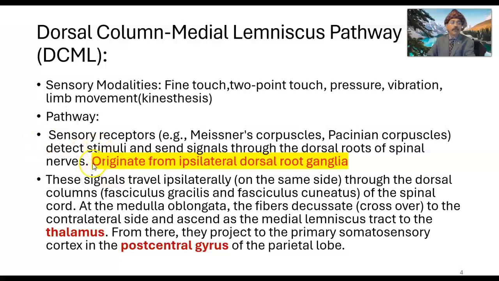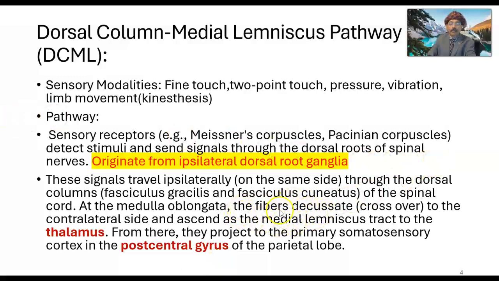Okay, then that goes upward because it is an ascending pathway. These signals travel ipsilaterally, that means on the same side, through the dorsal column, like fasciculus gracilis and fasciculus cuneatus of the spinal cord. At the medulla oblongata, the fibers decussate, cross over to the contralateral side, and ascend as the medial lemniscus tract to the thalamus. From there, they project to the primary somatosensory cortex in the central gyrus. So, crossing takes place at the level of the medulla oblongata.